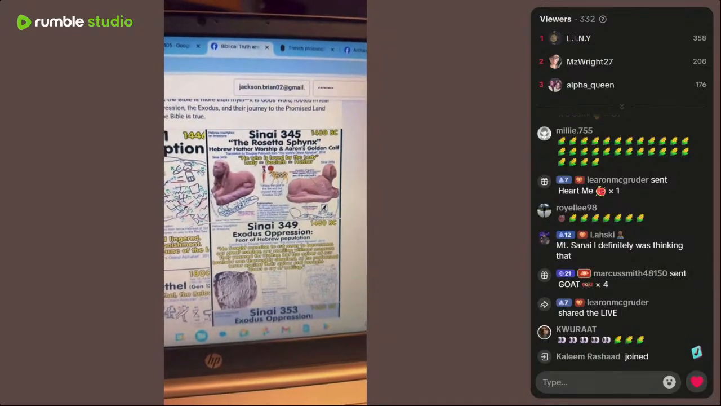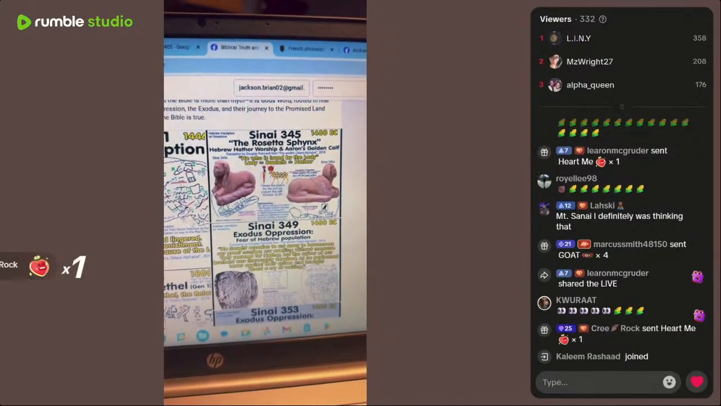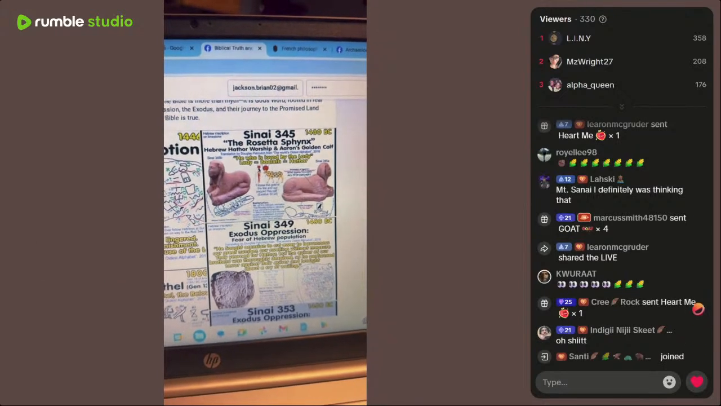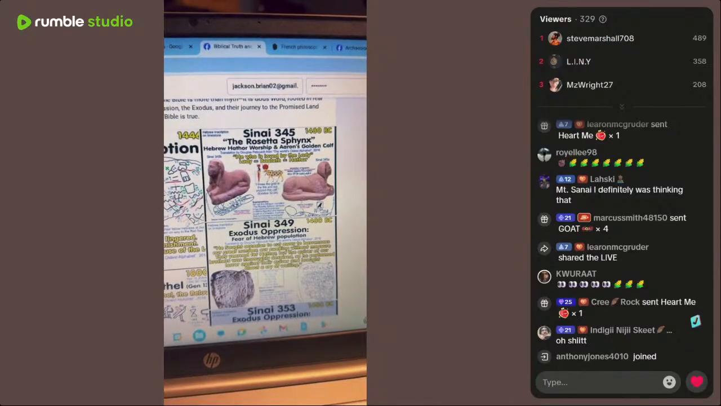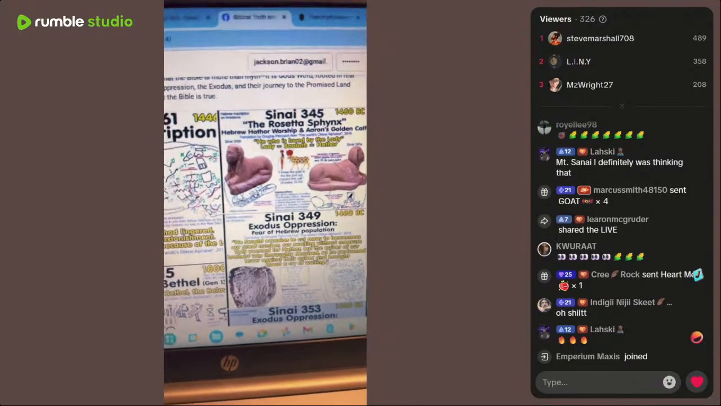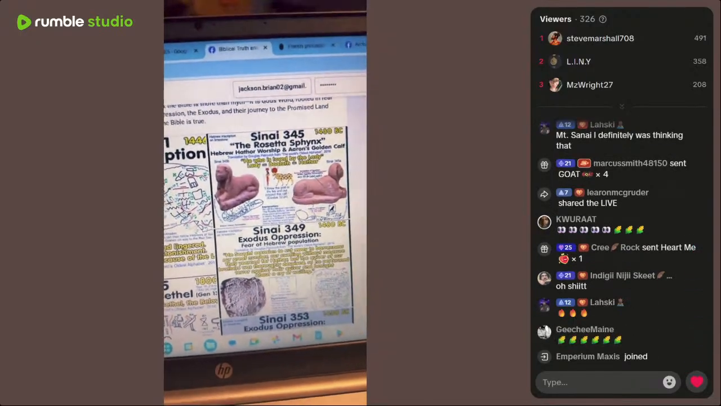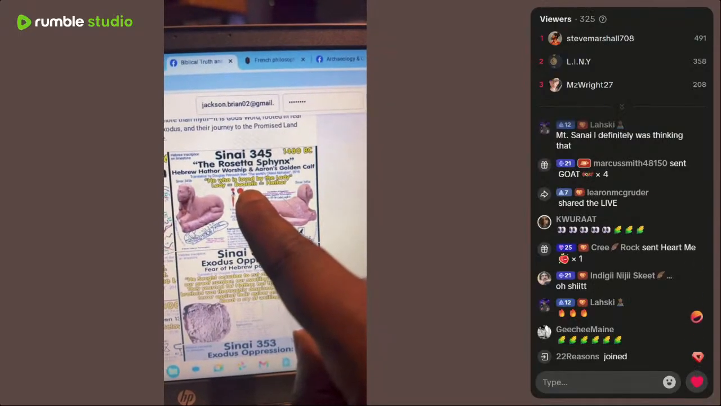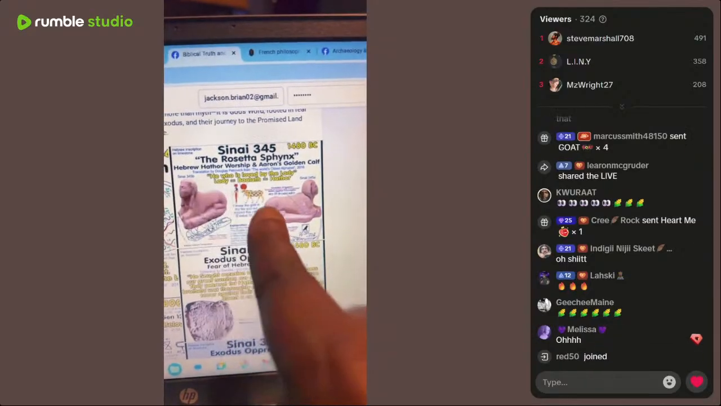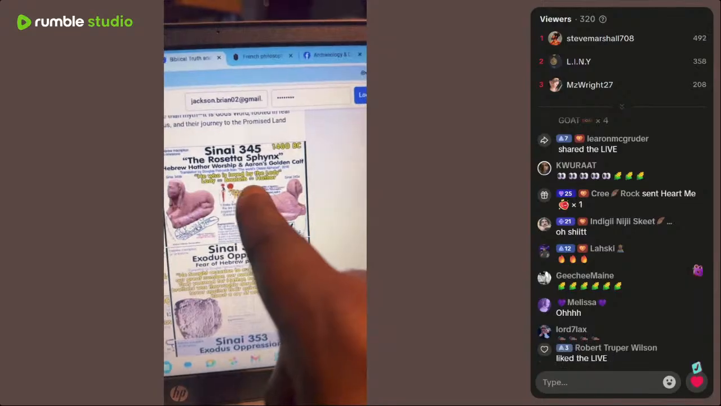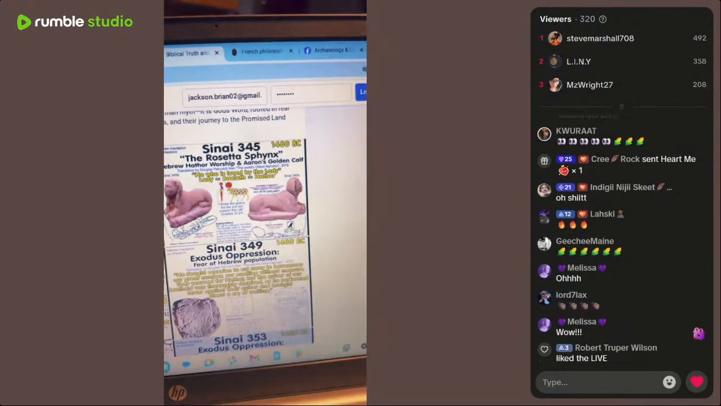Sinai 345, the Rosetta Sphinx. Why is the Rosetta Stone with the Sphinx? He who is loved by the lady Balath Hathor. That's fire right there. You see Baal? They want you to think Baal is evil. It's not. Baal hooked right into your ancestry teaching. Lady Baleth equals Hathor. Why are they calling Hathor Baal?